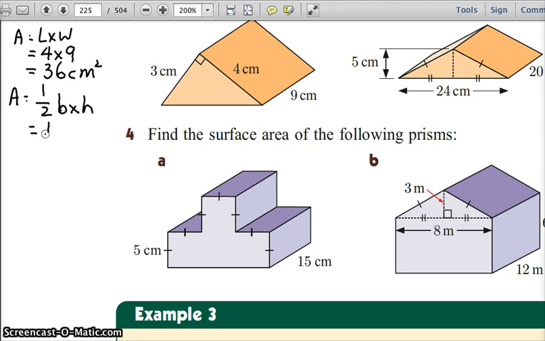So we half our base. What's our base in this one, Maddie? Our base would be 3 times 4. Can you do that on your calculator? Half by 3 by 4? That's 6. 6 centimetres squared.